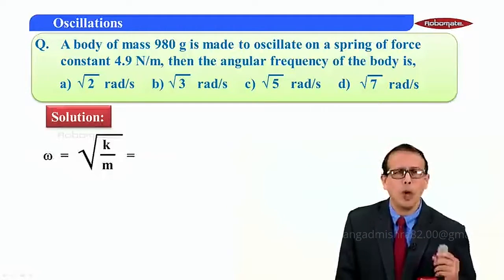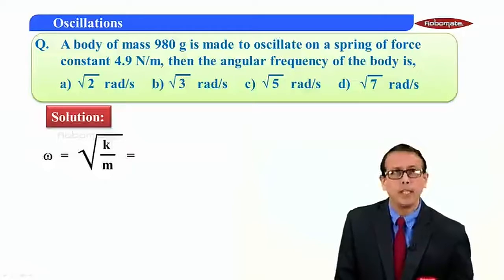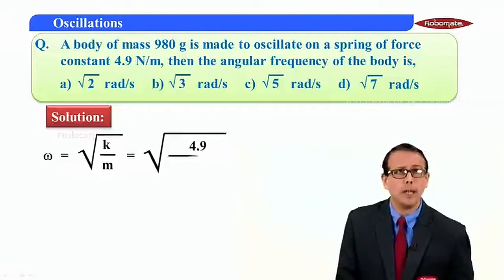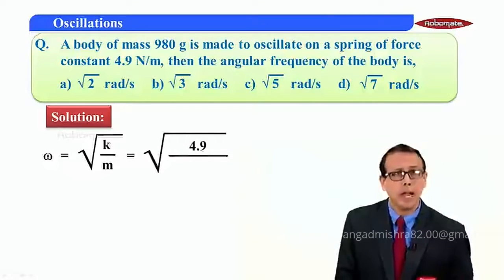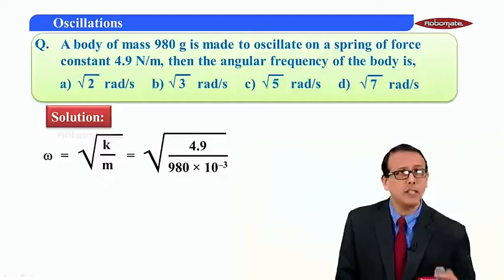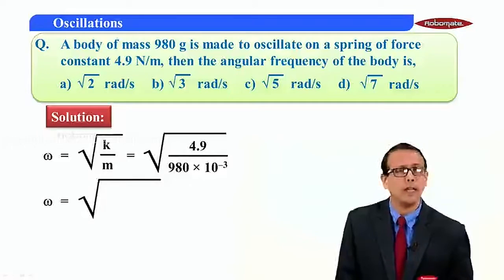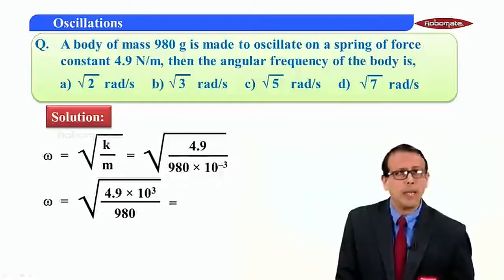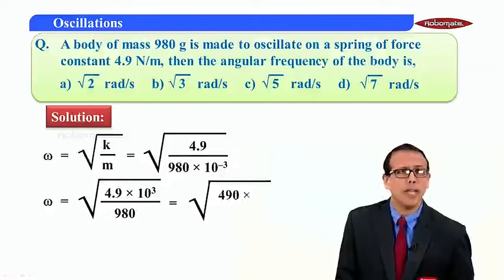We know omega is root of k by m. K is directly given to us as 4.9 Newton per meter. That is, it is expressed in SI unit, but mass is given in gram. So let's convert it to kg, that is 980 into 10 raised to minus 3. Let's take that 10 raised to minus 3 in the numerator. Therefore, I can write the next step as 4.9 into 10 raised to 3 upon 980. The numerator can be rearranged as 490 into 10 upon 980.